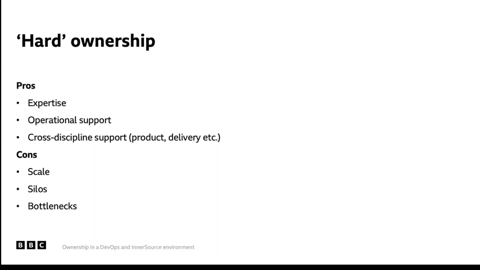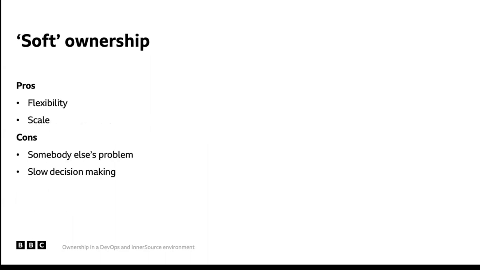So to summarize, hard ownership does foster expertise. It does mean things are well operationally supported. And because it's team-based, you get the cross-discipline support of product and delivery and things like that. But it doesn't scale, the team's a bottleneck, and it has that silo effect. Whereas soft ownership is going to be really flexible. It'll scale to however many developers you've got, but you get that somebody else's problem thing. No one's necessarily going to be doing the tech debt, the security maintenance, the patching, taking the latest dependencies, all the operational support. And it can slow down decision-making as well when it's just a nebulous group looking after something.